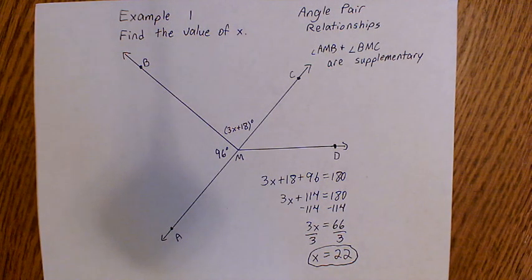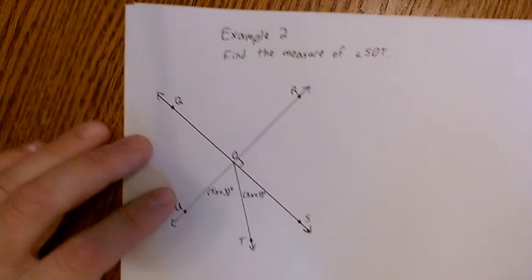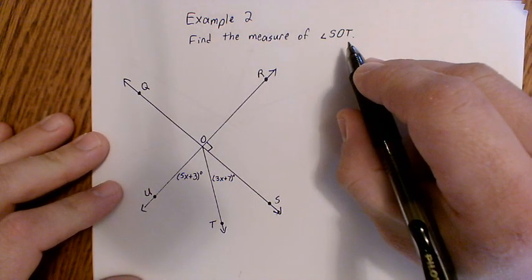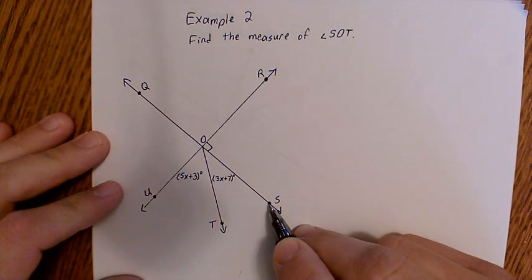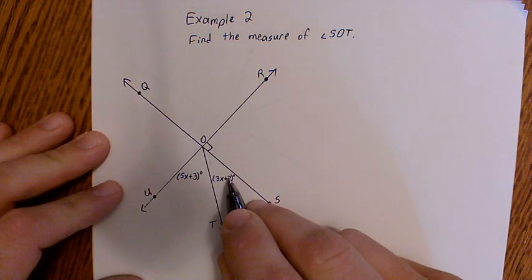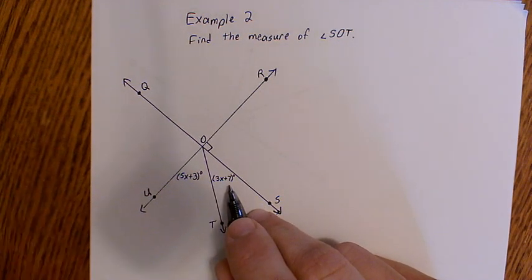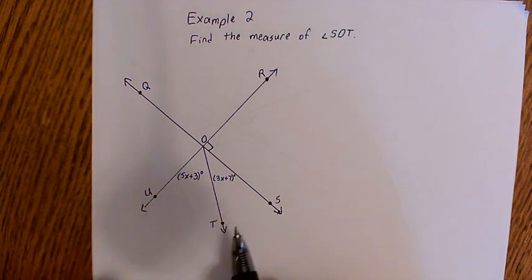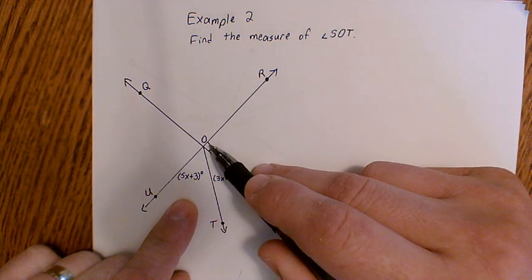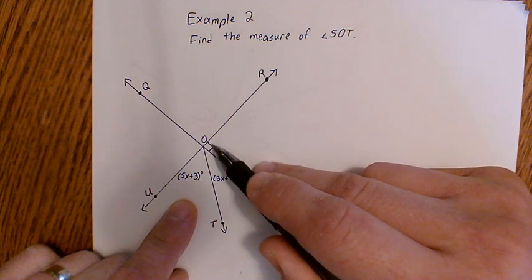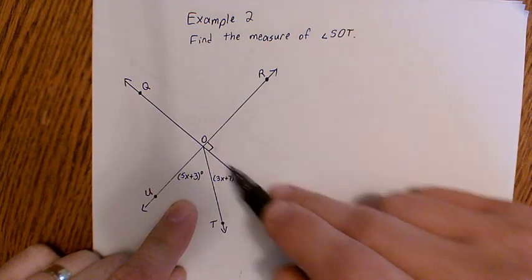So on our next example, what's going to happen is we are going to find the measure of angle SOT. So if I follow the letters SOT, it is this acute angle 3x plus 7. Now that's not the measure. I will need to figure out the value of x first on this problem. Now the important thing to recognize here is that this angle right here is marked as being a right angle, so it is 90 degrees for angle ROS.